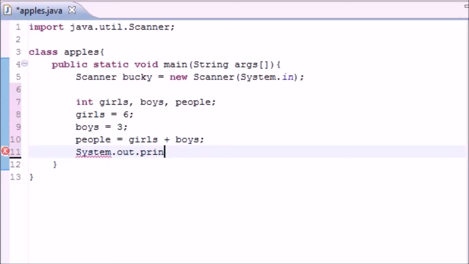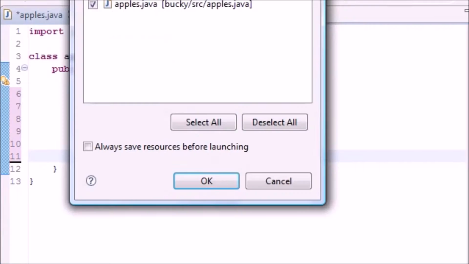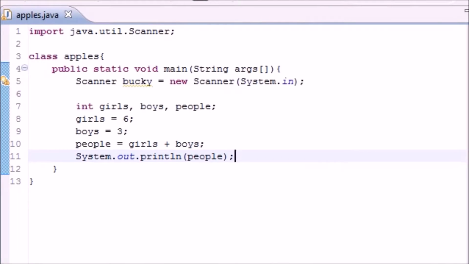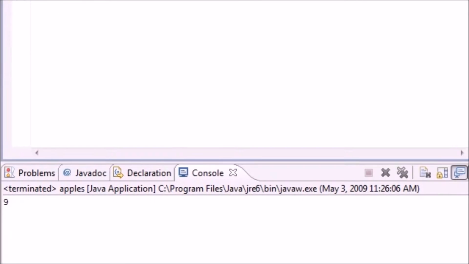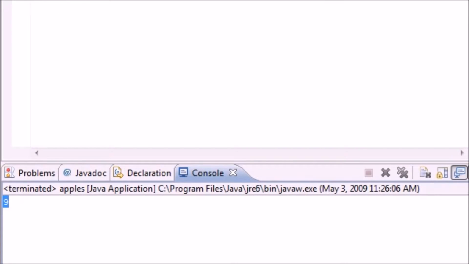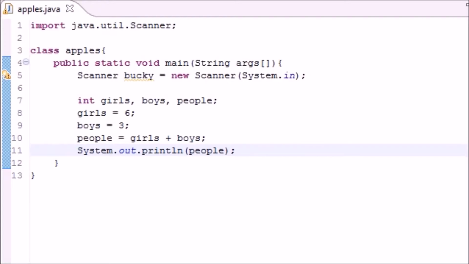So we put system.out.println, and in our parameter go ahead and put people. And now if we run this, we get 9, since 6 plus 3 is 9. And so that is how you can use addition with Java.